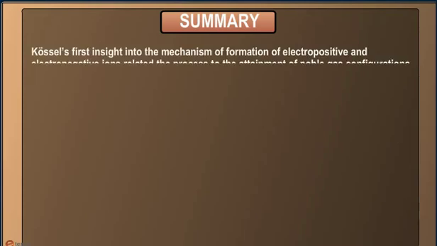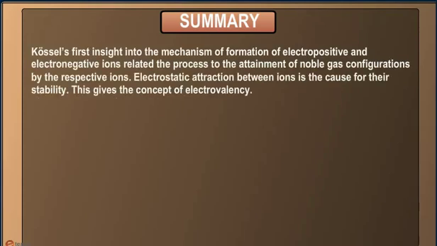Kossel's first insight into the mechanism of formation of electropositive and electronegative ions related the process to the attainment of noble gas configurations by the respective ions. Electrostatic attraction between ions is the cause for their stability. This gives the concept of electrovalency.